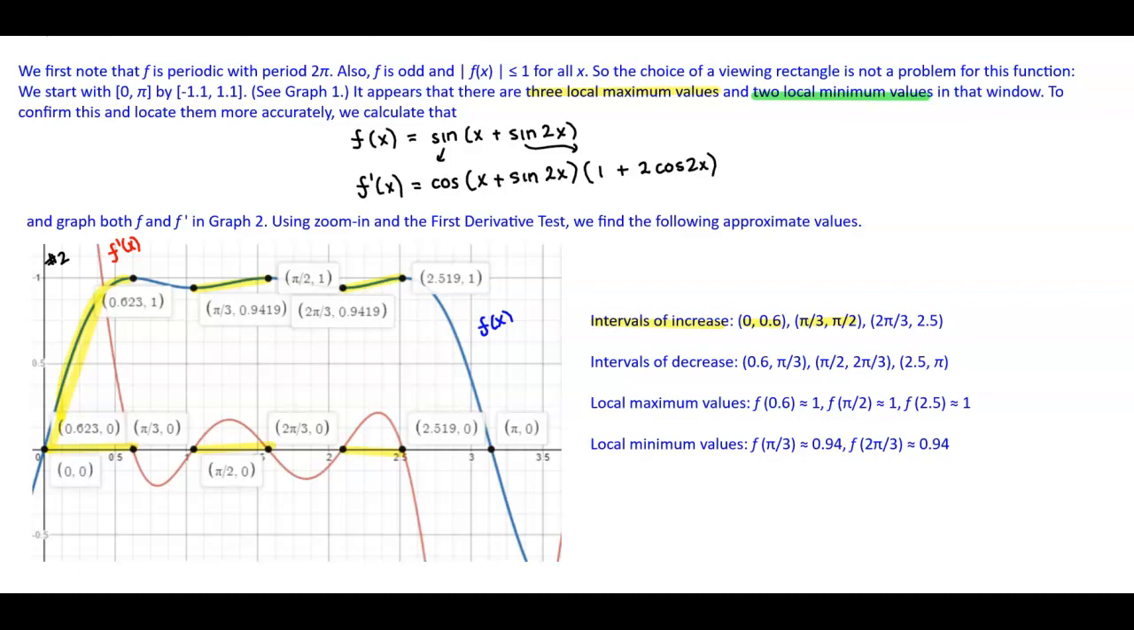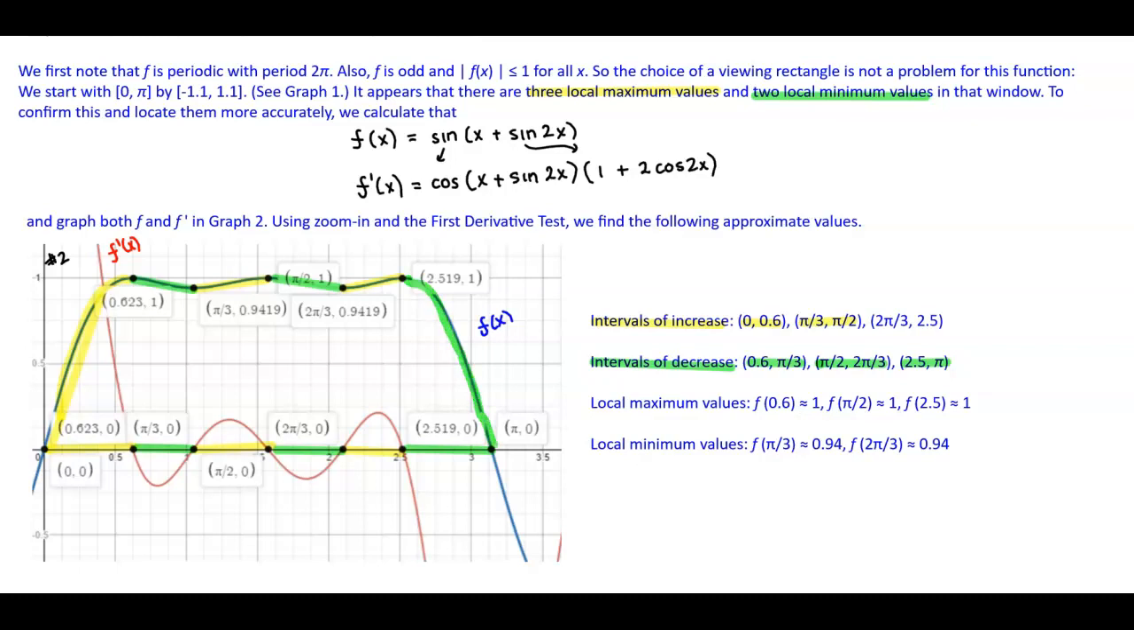Now, where is it decreasing? So the intervals of decrease are going to go from 0.6 to pi over 3. So from 0.6 to pi over 3, it's decreasing here. We also know it's decreasing from pi over 2 to 2 pi over 3. So we know it's decreasing here. And we also know it's decreasing from 2.5 to pi. So from 2.5 to pi, we know that it is decreasing.